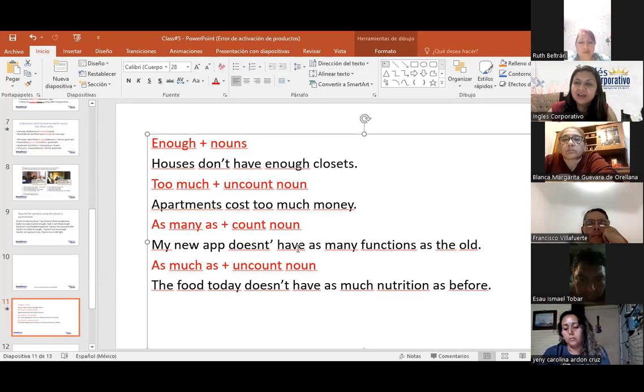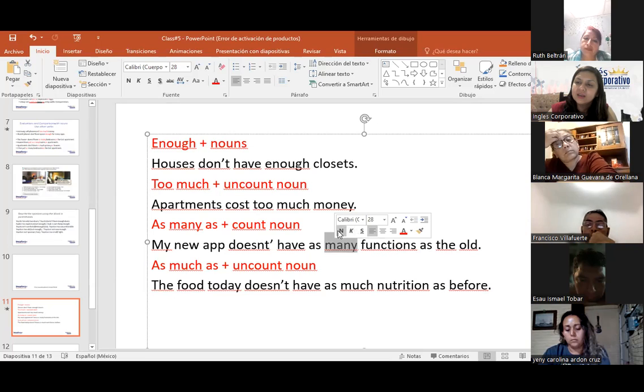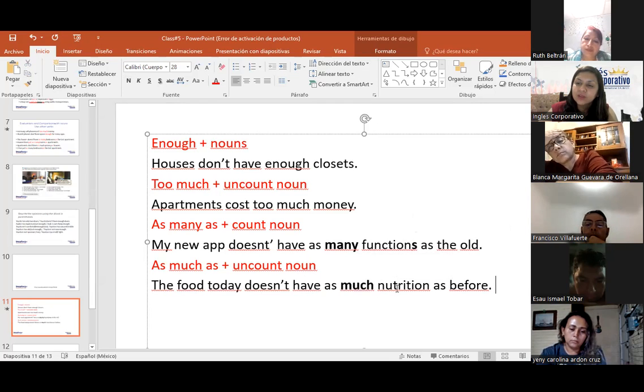My new app doesn't have as many functions as the old. In this case, it's a count noun, right? Functions. As much as plus a non count noun. The food today doesn't have as much... and what is the non count noun? Nutrition. The food today doesn't have as much nutrition as before. To compare and to evaluate.